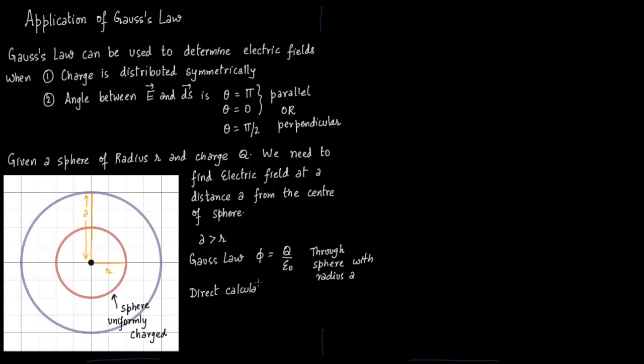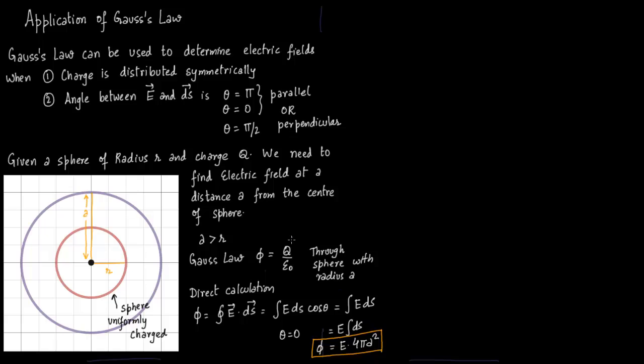So now we want to calculate flux through direct calculation. So the formula for flux is surface integral of E vector dot dS vector. So you have E dS cos theta, and we will show that E and dS are parallel, theta is 0. So you take E out because E does not depend upon the surface area. The surface area of the sphere with radius a is 4 pi a square.